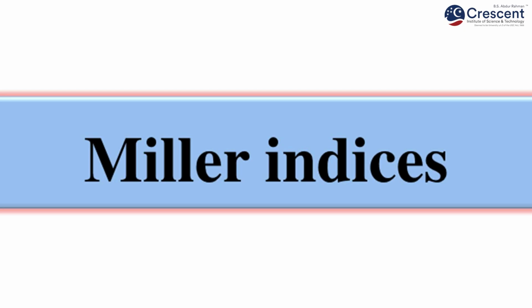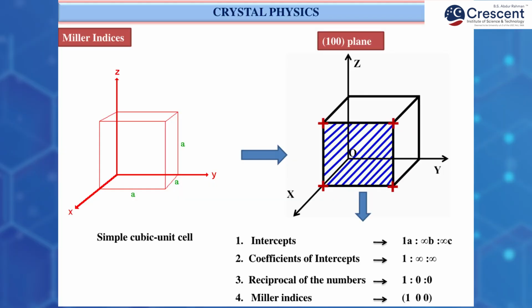Now we can see the Miller indices. Miller indices are nothing but a way to identify the planes in a cubical structure. Can you see a simple cubic? As you know, a, b, c are equal and alpha, beta, gamma are perpendicular. Here we can identify the planes.